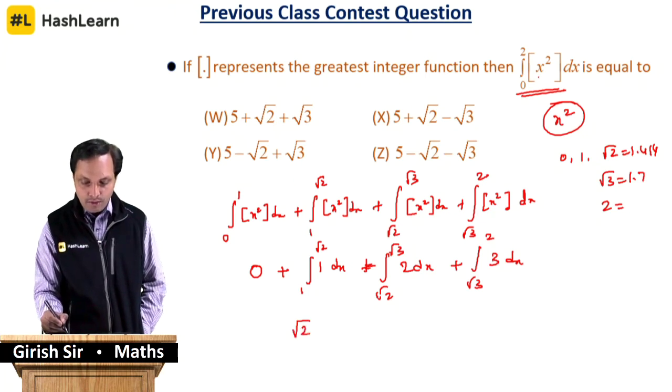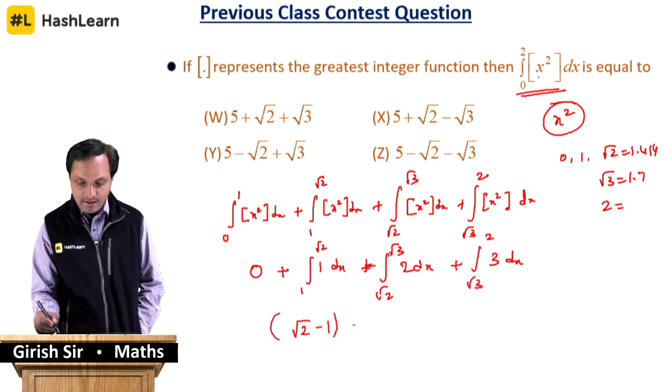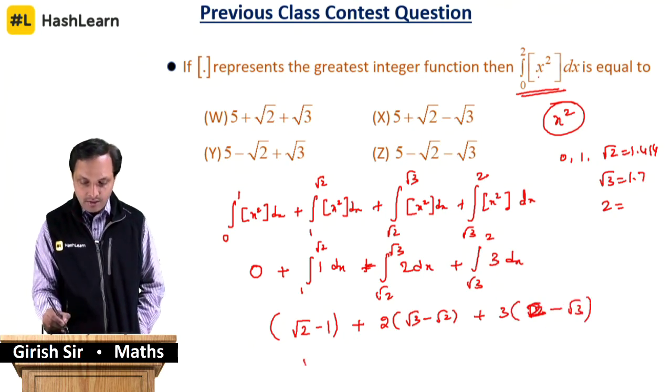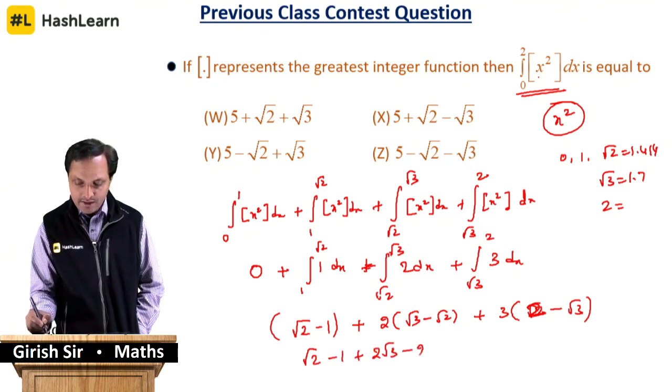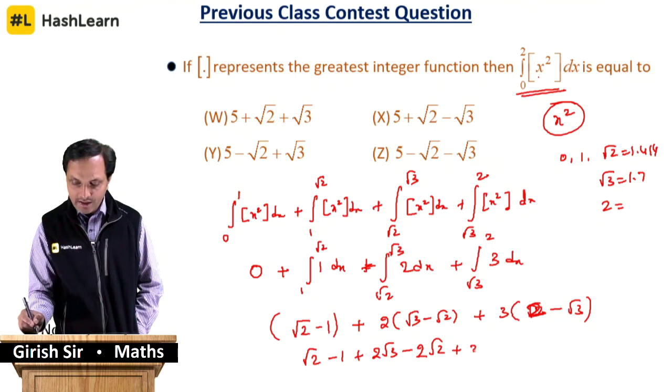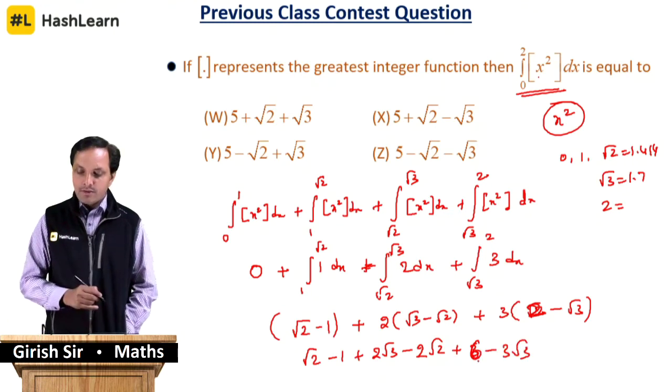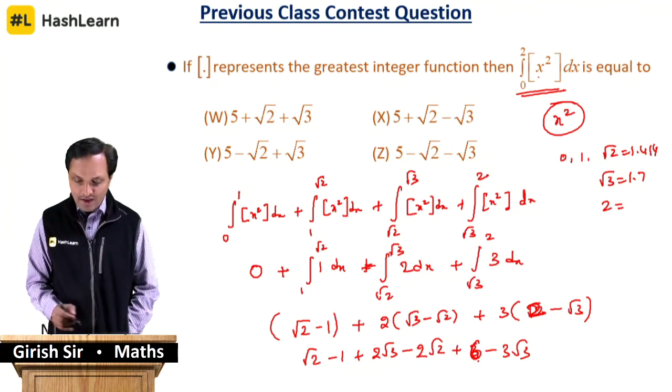Now if you integrate, the integration of 1 is x. So you will have √2 minus 1, this is the first part. Then 2 times √3 minus √2, and 3 times 2 minus √3. So this is √2 minus 1 plus 2√3 minus 2√2 plus 3 times 2 is 6 minus 3√3. Okay. So what will be the final answer if you do the simplification here?